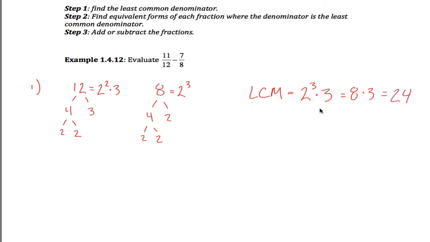So step 1 is to find your least common multiple. In this case, it's 24. Step 2 is to find equivalent forms of each fraction where the denominator is the least common denominator.